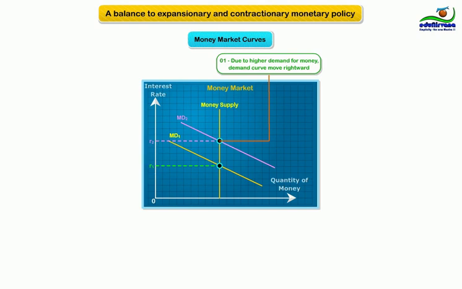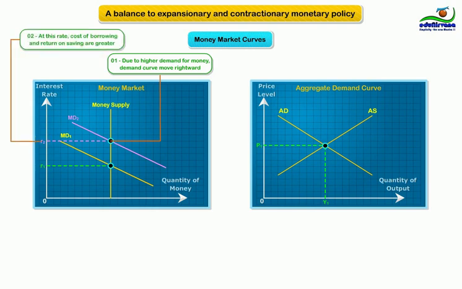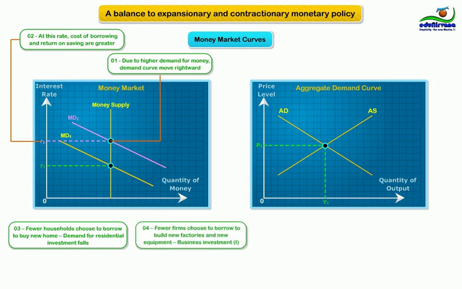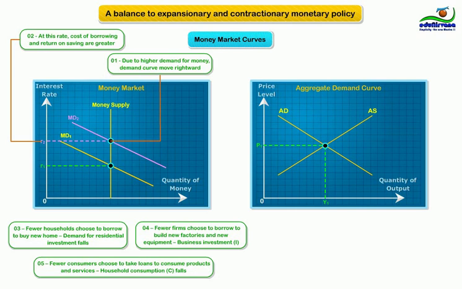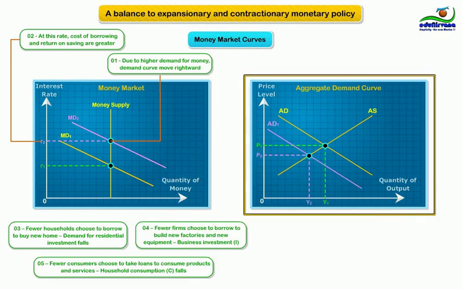This increase in the interest rate has ramifications not only for the money market but also for the quantity of goods and services demanded, as shown in the figure. At a higher interest rate, the cost of borrowing and the return to saving are greater. Fewer households choose to borrow to buy a new house, and those who do buy smaller houses, so the demand for residential investment falls. Fewer firms choose to borrow to build new factories and buy new equipment, so business investment, that is I, falls. Fewer consumers choose to take loans to consume products and services, so household consumption, that is C, falls. When the large components such as C and I reduce, the AD reduces from Y1 to Y2.